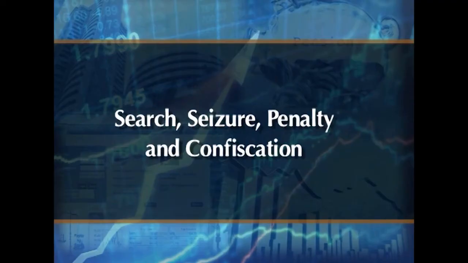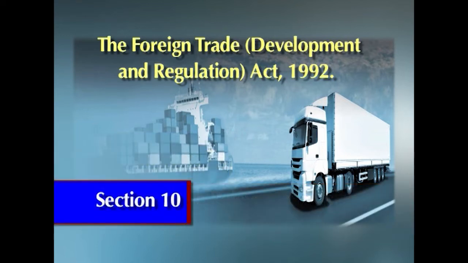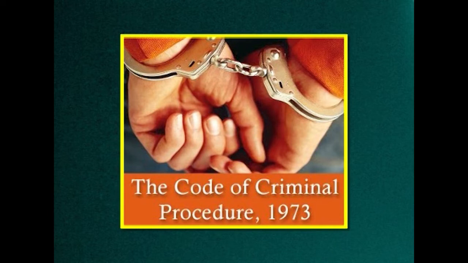Viewers, we will now learn about the penal provisions, appeal and other issues under the Act. Search, seizure, penalty and confiscation. Sections 10 to 14 contain the relevant provisions in this regard. Under Section 10, the central government is empowered to search and seize any goods, documents and all related things connected with import and export of goods, services and technology in the interest of the country. The provisions of the Code of Civil Procedure 1973 relating to searches and seizures shall apply in this regard.